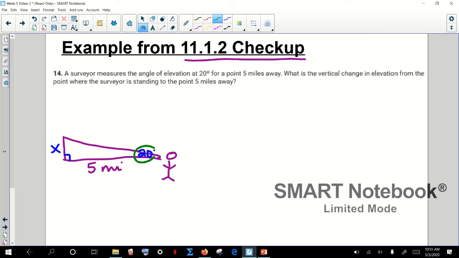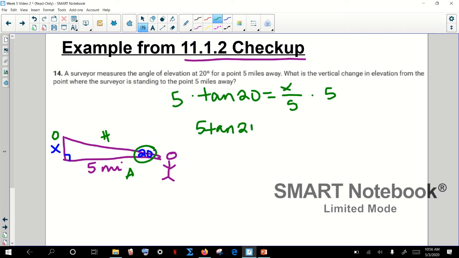So here's my angle. X is going to be my opposite side. Here's my hypotenuse. I don't have a value for that, so we can ignore it. And then here, 5 miles is my adjacent side. So if I'm using O and A, which trig ratio should I use? Tangent, right? So I can write an equation. Tangent of 20 degrees is equal to opposite over adjacent, so x over 5. Now I just have to get x by itself, plug it in the calculator. So multiply both sides by 5. So 5 tangent of 20 is equal to x.